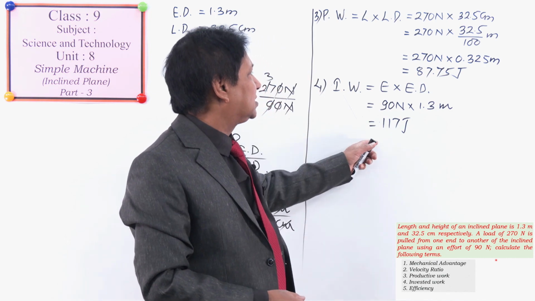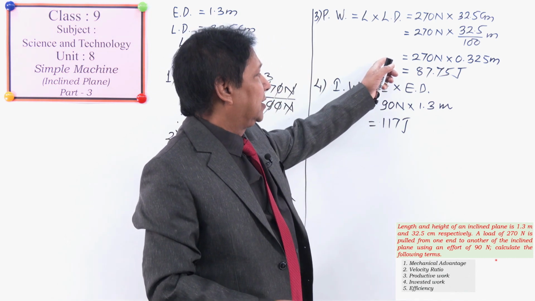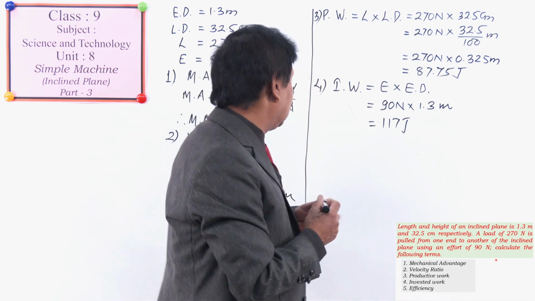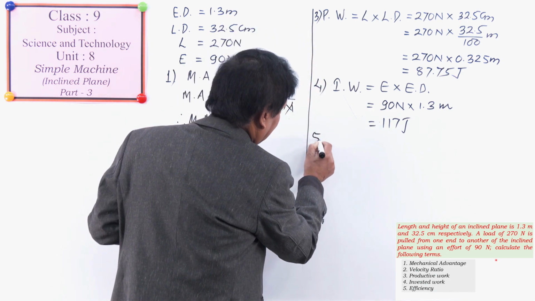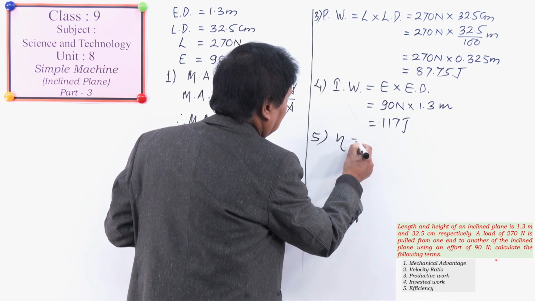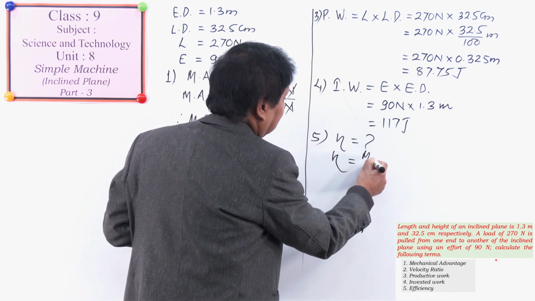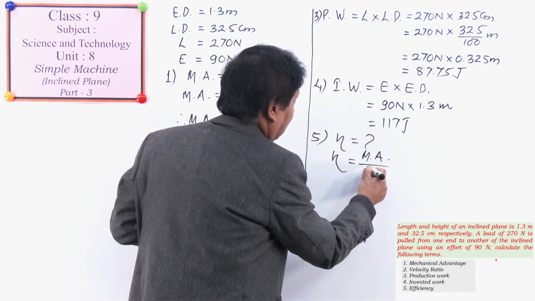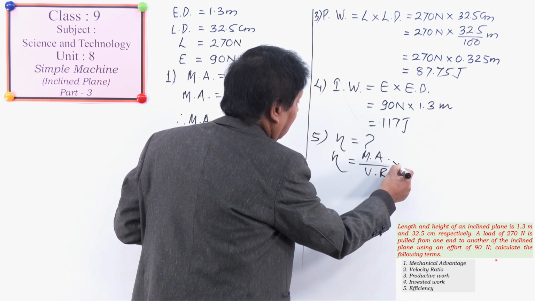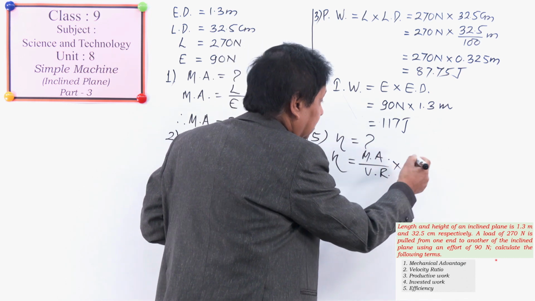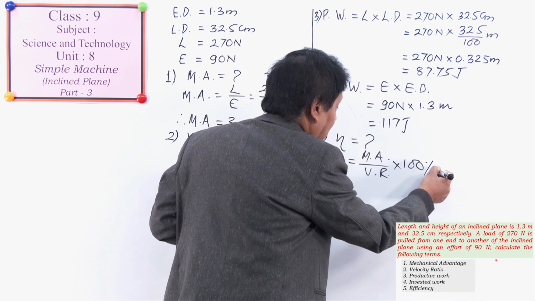Invested work is always greater than the productive work. Now the last one, efficiency. What is it? Number 5, efficiency is the question. Efficiency is equal to, we can use any formula, MA by VR into 100%, or work output by work input into 100%. Both of them are equally correct.